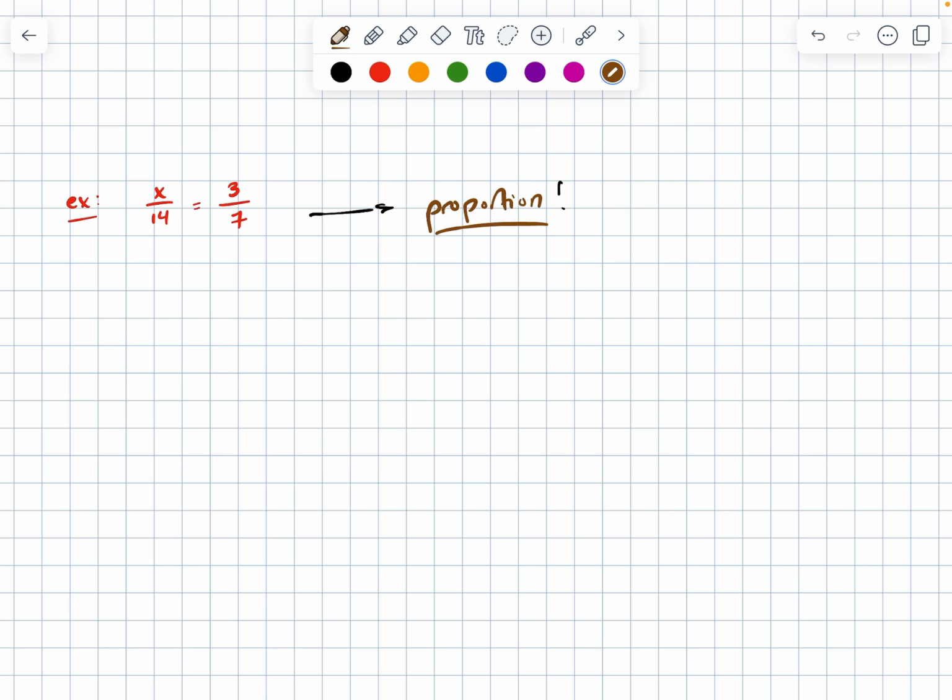Well, it's an equation. And because it's an equation, that means I want to solve it. That means I want to find the value of the variable that makes it true. And well, how do I do that? I want to get the variable by itself. A proportion has a cheat code. What's the cheat code for solving proportions? Remind me.